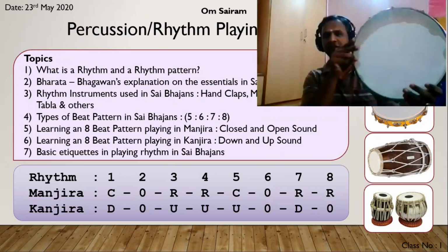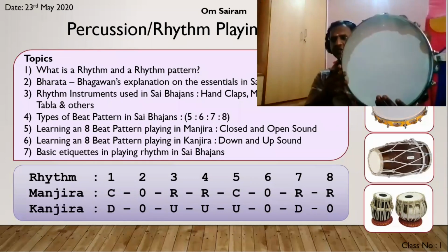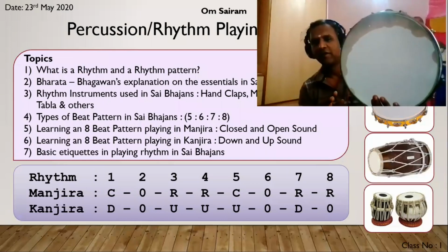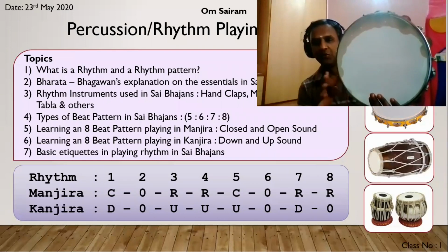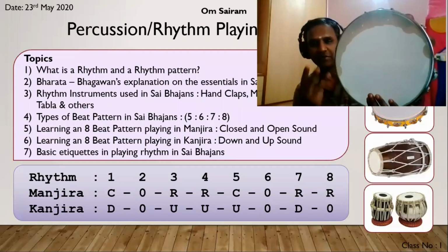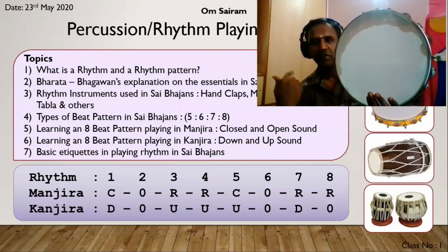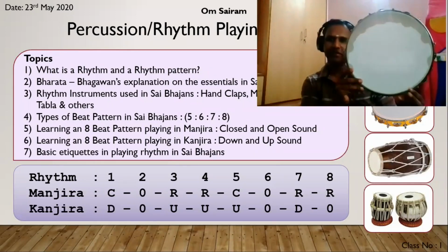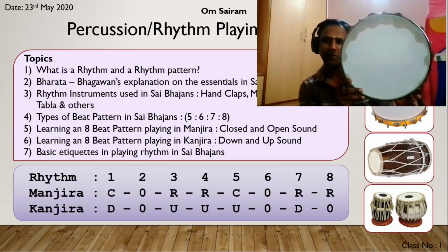I'm showing Kanjira. This is a Kanjira. I'm taking a bigger size Kanjira. Some of you had asked me offline what kind of Kanjira is required. If you go to a shop to buy a Kanjira, predominantly you'll get 3 sizes of Kanjira. One is an 8-inch, one is a 10-inch, and one is a 12-inch. This is a 12-inch Kanjira. This is the biggest Kanjira that you can look for Sai Bhajans.